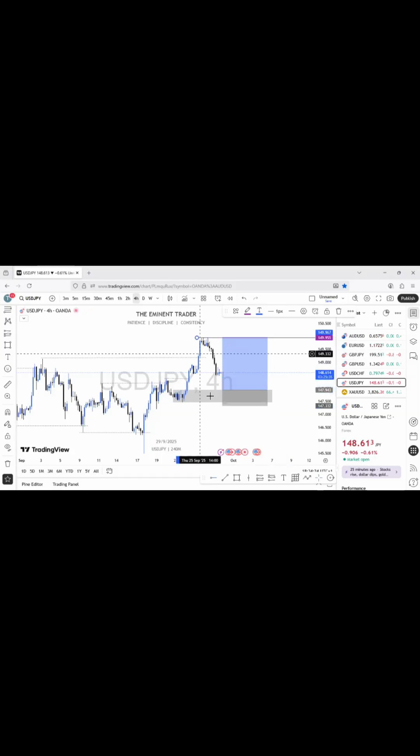But this looks like a good point of interest if you wanted to take a buy from here. This is a very good point of interest, but this is not a trade I would personally take because I don't like the price action. Do you get? So that is that. Let's go to the final pair.